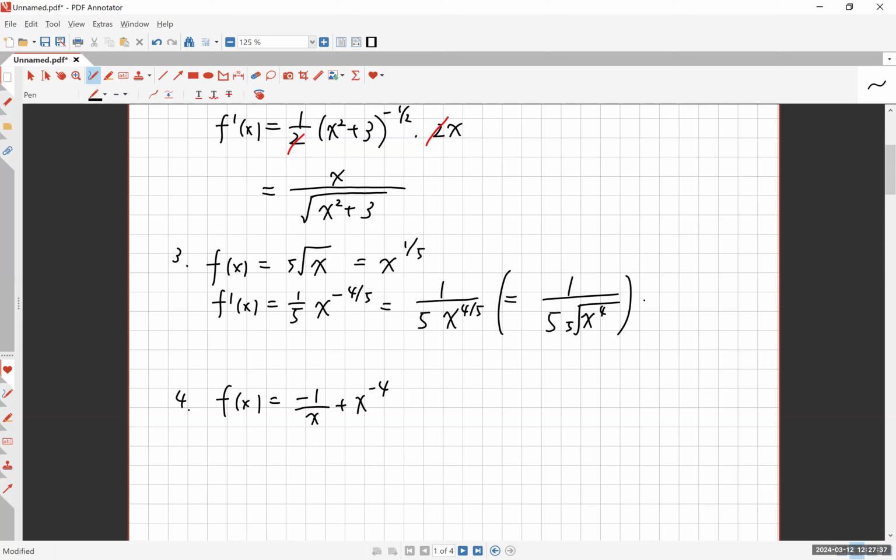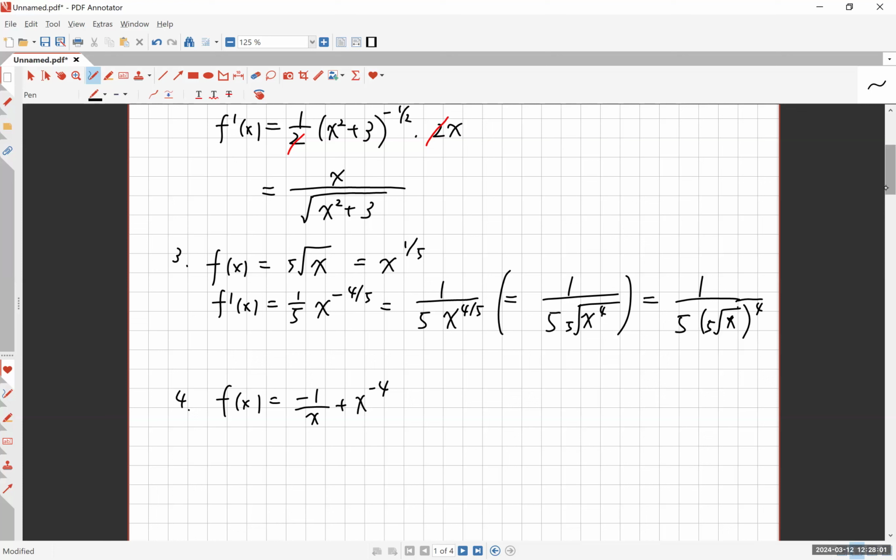All right, and then the next one. Oh, by the way, I'm sorry, oops. You can write this as the 5th root of x raised to the 4th power. That's going to give you an equivalent statement, so that's okay.